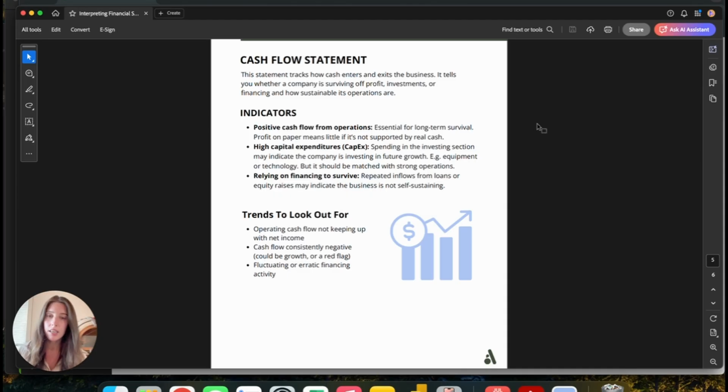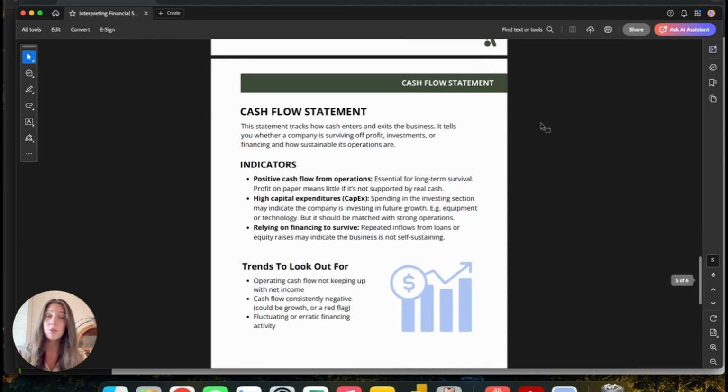And then the last indicator is relying on financing to survive. So this kind of is in line with that first indicator, but repeated inflows from loans or equity raises could mean the company's operations are not sustainable. So just some overarching trends to look out for. You want to make sure the operating cash flow is keeping up with net income. You want cash flow to be consistently positive. And you don't really want any fluctuating or erratic financing activities.